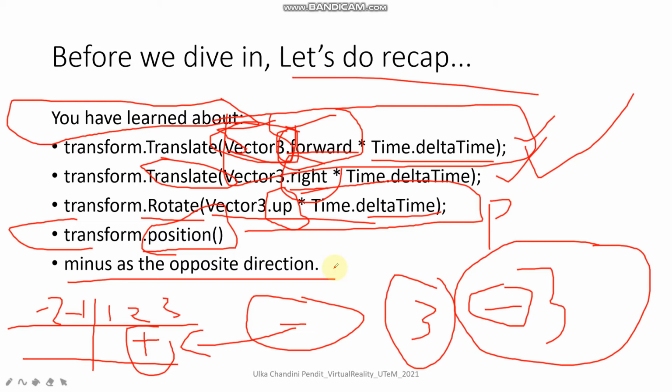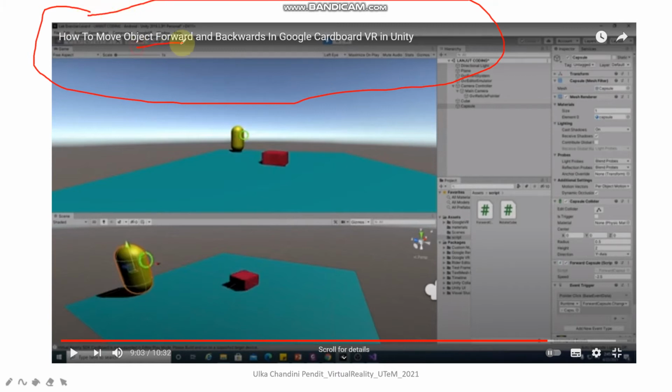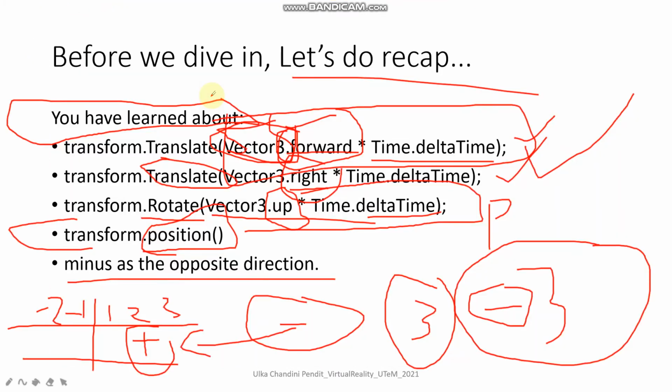So let's go next. This is where you apply how to move an object forward and backwards. You apply transform.Translate, in the bracket Vector3.forward times Time.deltaTime. And when you want to move it backwards, you just have to add the minus. Again, minus is for moving the object towards the opposite direction.